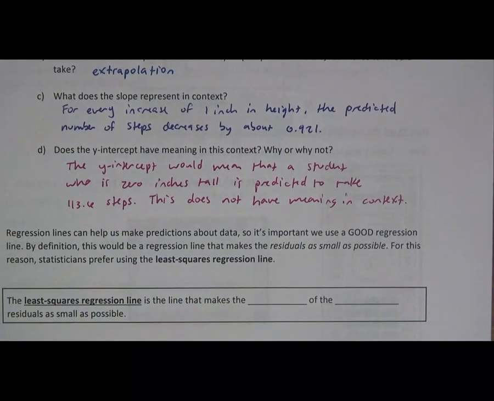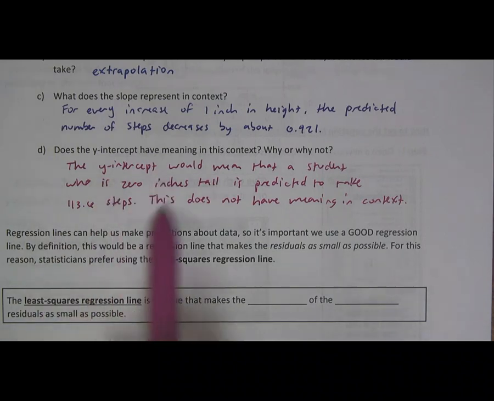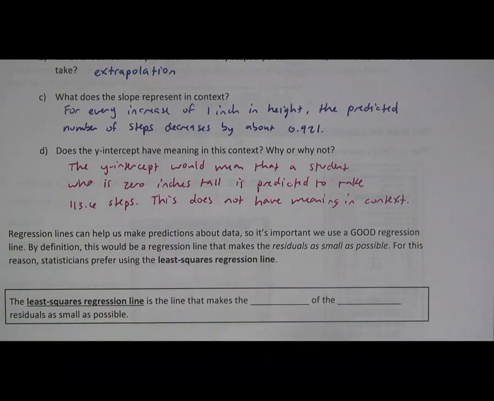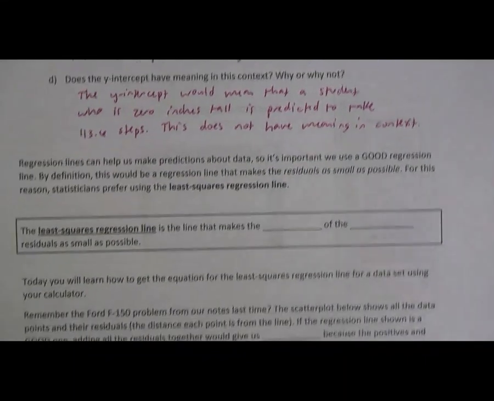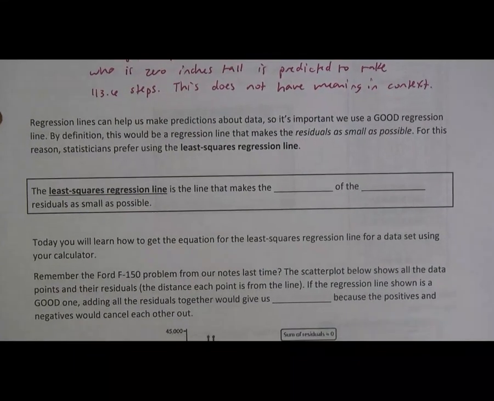Guys, if you can wrap your mind around that, you should be proud of yourselves, because that's an AP statistics level question right there. This type of question is on the AP stats exam. So being able to spot the slope and spot the y-intercept and then just give meaning to it. Regression lines can help us make predictions, so it's important that we use a good regression line. In other words, we're not just going to rely on our eyeballs and our hands to just draw a line through the data.